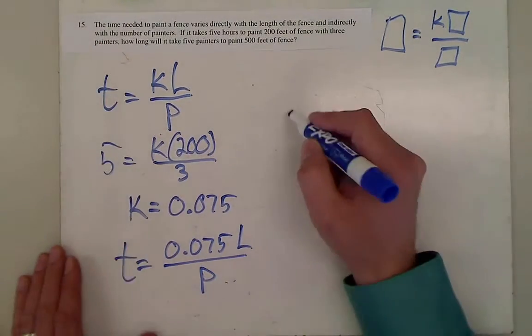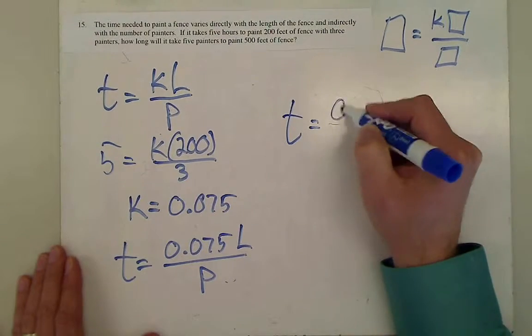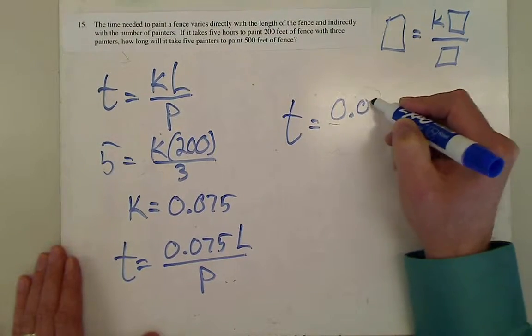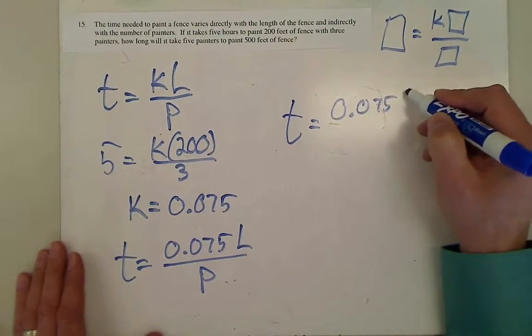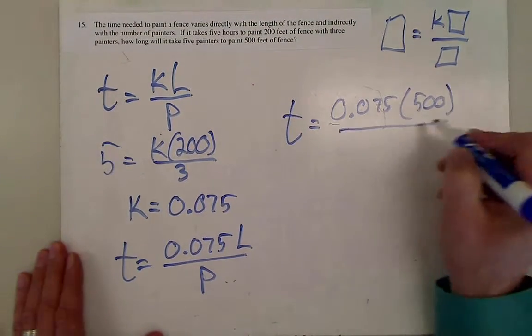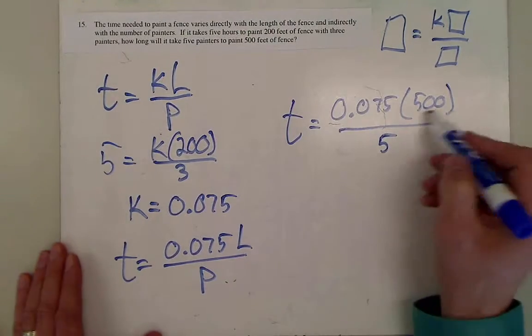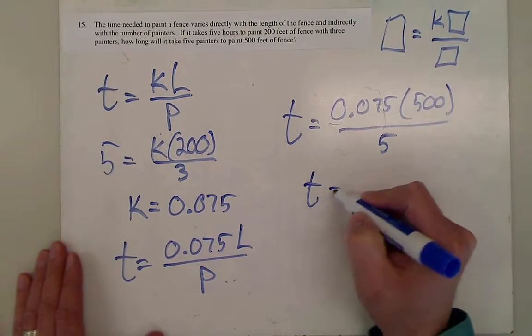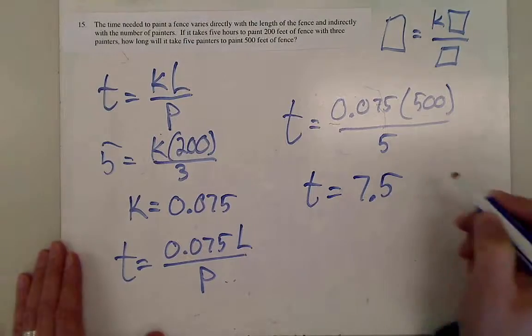How long means I'm finding time. I know my K is 0.075, 500 feet of fence, and I have 5 painters. So if you multiply and divide by 5, you will see that you have 7.5 hours that you need.